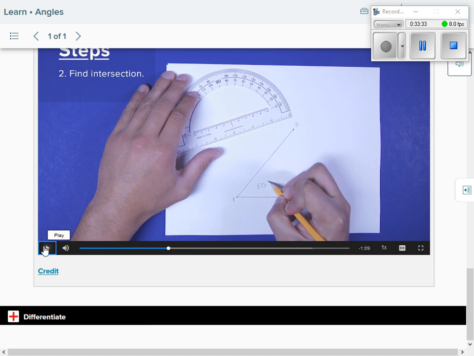What other number did it intersect if it was at 50? 130. 130, right? How do you know? But how did he know to use the 50 and not the 130? Common sense. Smaller. It's small. The acute angle.